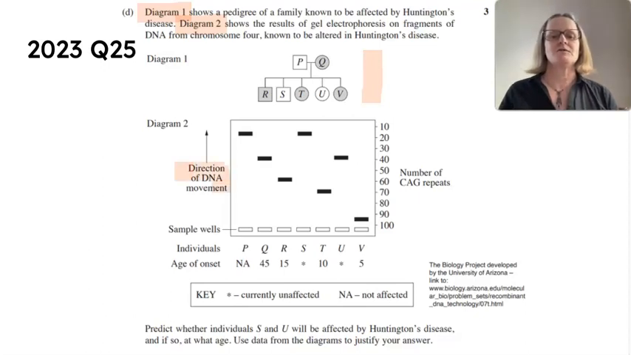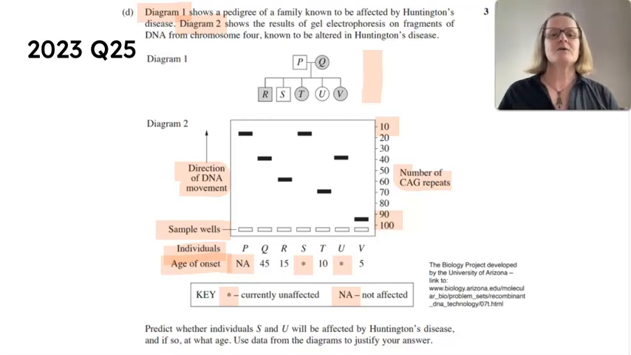We've got the direction of DNA movement. So this is kind of weird. We've got the wells at the bottom here, and we've got things moving through the gel towards the top, so don't be confused about that. We have the number of individuals and the age of onset. So NA means not affected. We've got a key down here, and we've got a key with a little star there saying currently unaffected. So these two individuals. And then we have the number of repeats from very high to very low number of repeats. And we know from the previous question that 37 is our kind of magic number for getting disease.